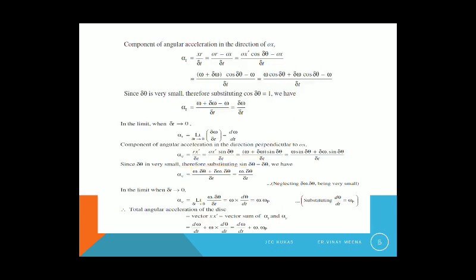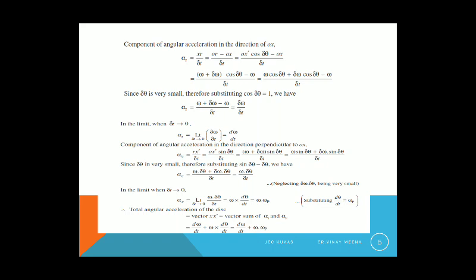Components of angular acceleration in the direction of OX: alpha t is equal to (ox' minus ox) upon delta t, which is OX' cos delta theta minus OX upon delta t. Then finally, the component of angular acceleration in the direction of OX is equal to (omega plus delta omega) cos delta theta minus omega upon delta t. Since delta theta is very small, we substitute cos delta theta equal to 1. We have alpha t is equal to delta omega upon delta t.